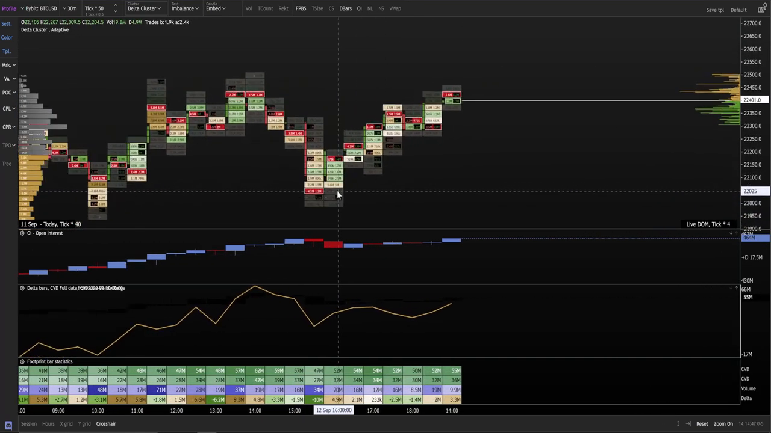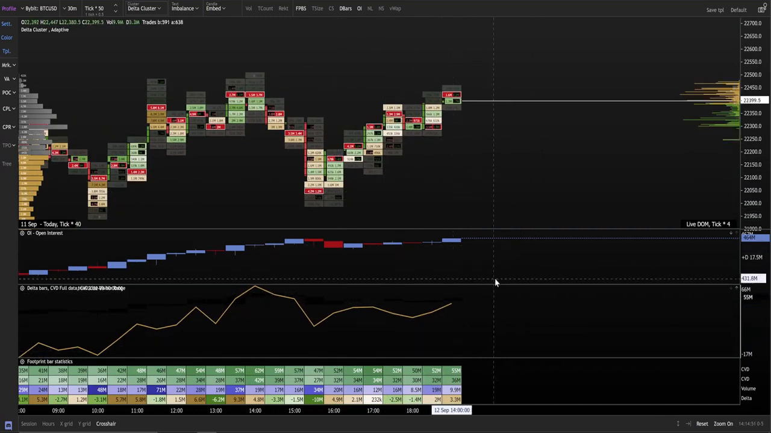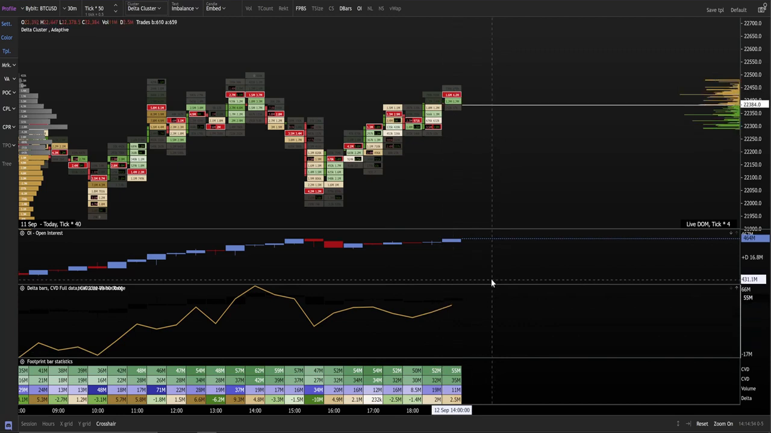We'll be looking at the volume. We'll be looking at the delta and the CVD. These are very important things, combined with our open interest here, for determining whether we are seeing a legit breakout, or whether this is more probably a fake out. Again, this is a game of probabilities. There's no certainties.